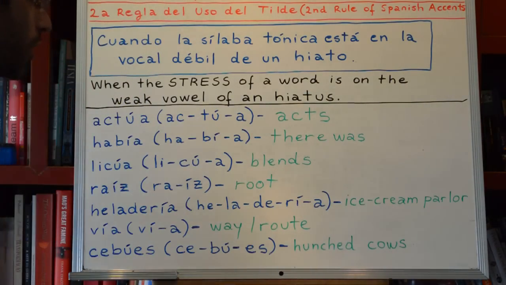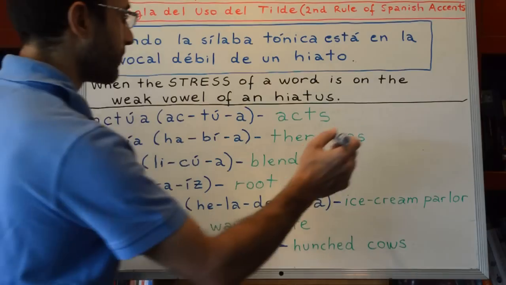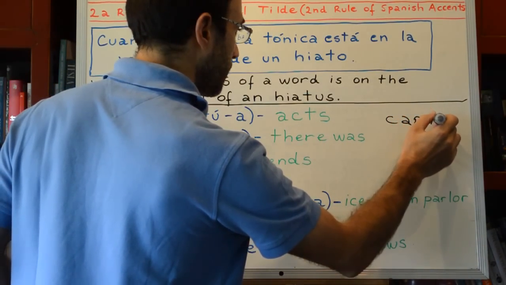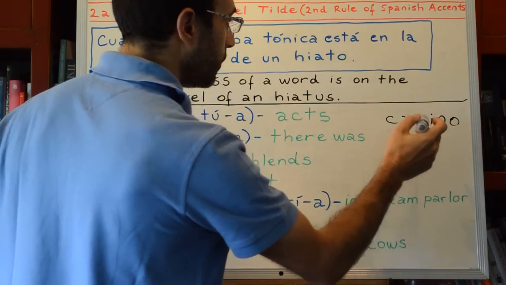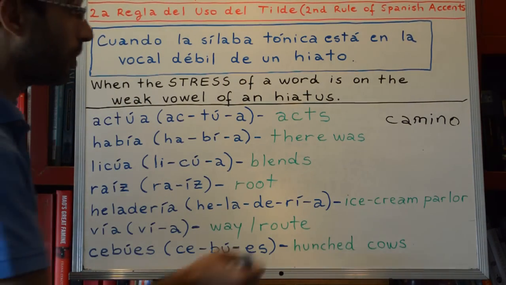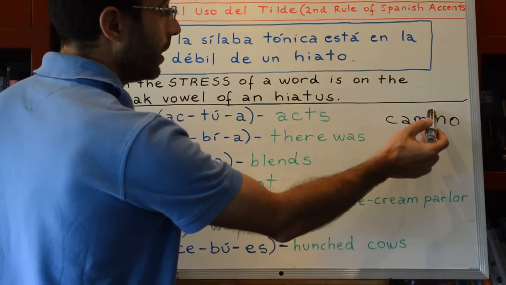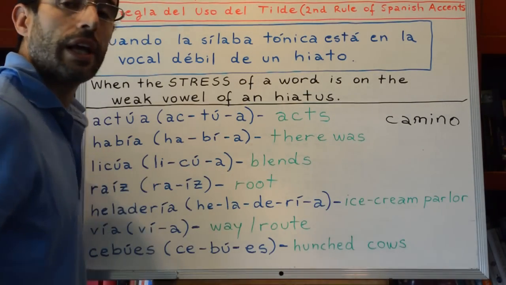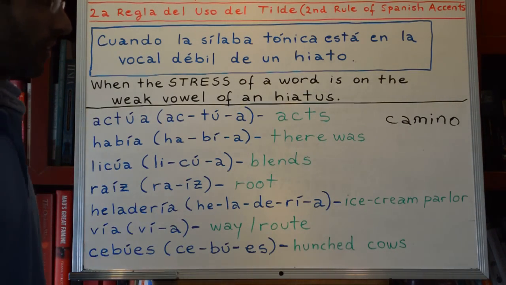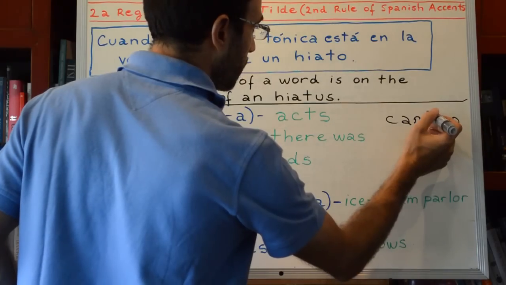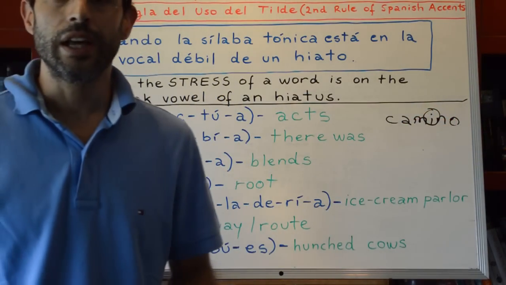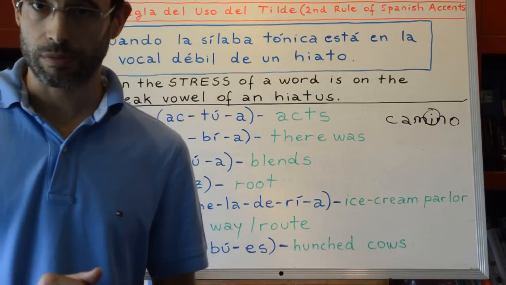However, not all the words have a tilde, but all the words have an accent, right? For example, the word camino, right? Camino means path or way, camino. There is no tilde here, right? There is just an I with a dot. Camino has no tilde. Nevertheless, it does have an accent. The accent is here in the I, right? So accent and tilde is not exactly the same thing in Spanish.